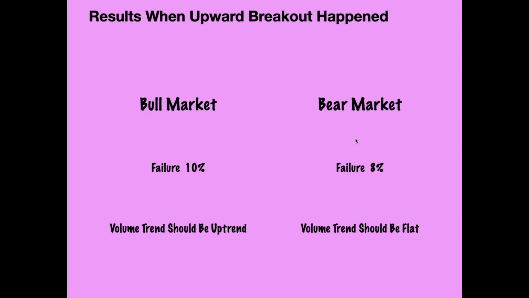Now, what are the results when an upward breakout happens in this pattern? In a bull market, the failure rate is just 10%, whereas in the bear market it is 8%. Upward breakout means we expect the price to go higher. We can buy and sell it at a higher price in the future and gain profit out of it. Failure rate is very important because that will tell you what your chances are of earning from this pattern.